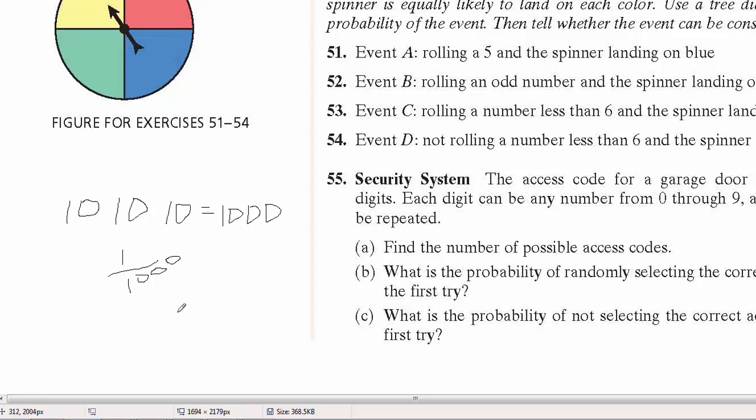Well, we know that the probability, along with the complement of the probability, should be equal to 1 or 100%. Because in this case, 1 out of 1,000 represents the chance of selecting the correct access code, then there's 999 wrong choices you can make out of 1,000. Obviously, it's much more difficult to get the correct access code than the incorrect access code when you're trying to figure out your code to get into your garage. Obviously, this is done for security purposes.